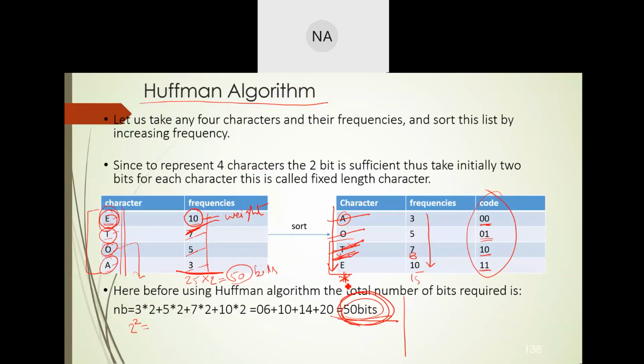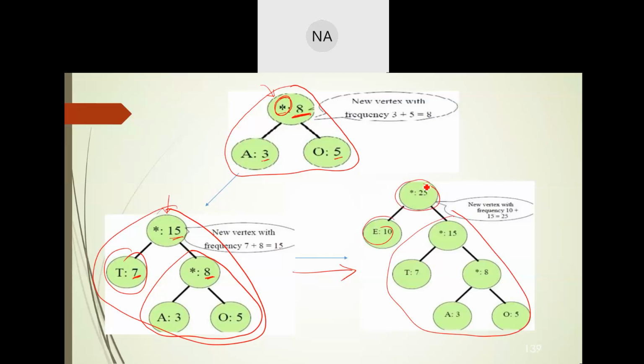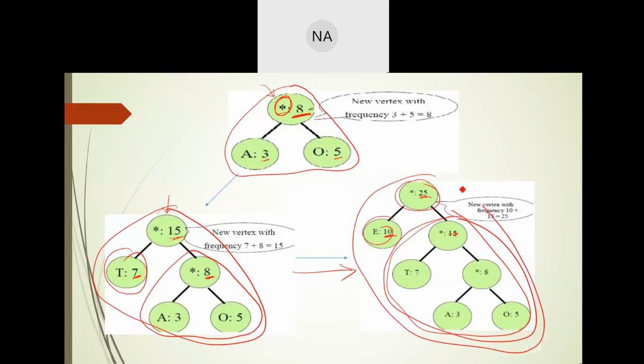Now you have only two nodes left. So these two nodes will be used and removed from the list. This entire tree and the node E will be combined using the Huffman process. What will the weight of the parent be? The weight of E is 10 and the weight of this subtree is 15. So 10 plus 15, 25. This is the weight of this parent node. And now you are left with only one node, one subtree. So our algorithm is done.